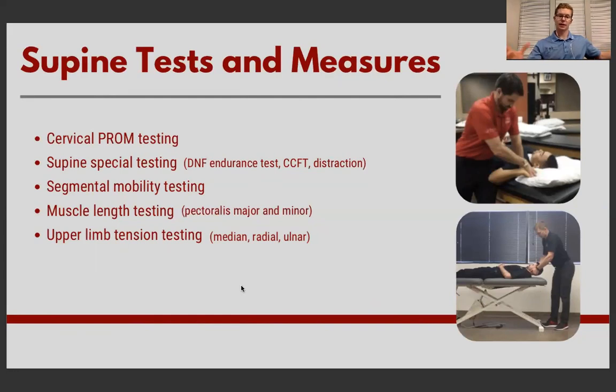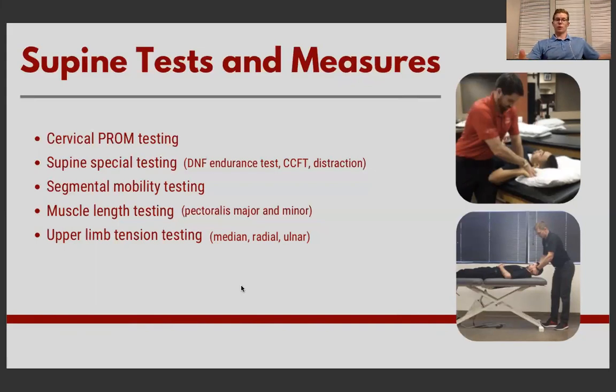Muscle length testing in supine is going to be the pec major and minor muscles, and those are pretty easy to check. And then also you just get a general feel for how that person's moving as you take them into different positions in supine to check the muscle length.